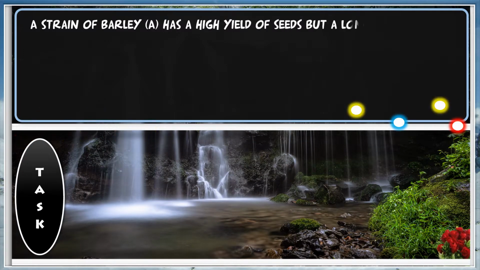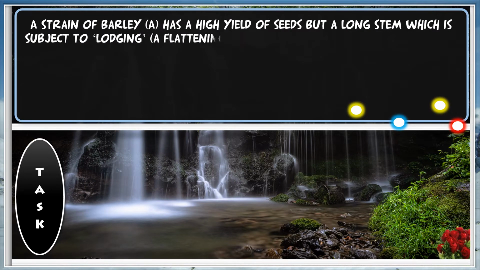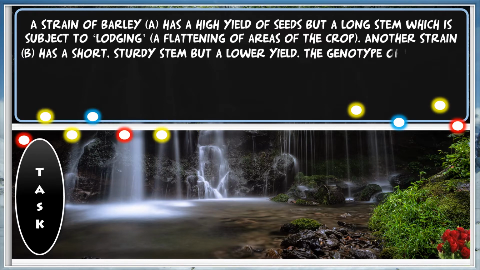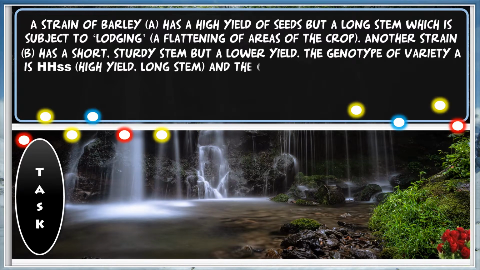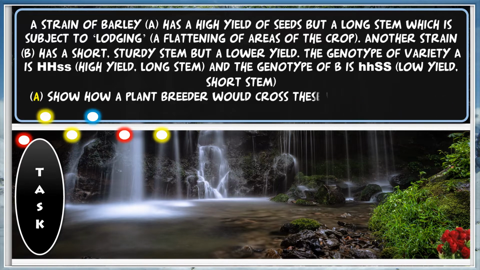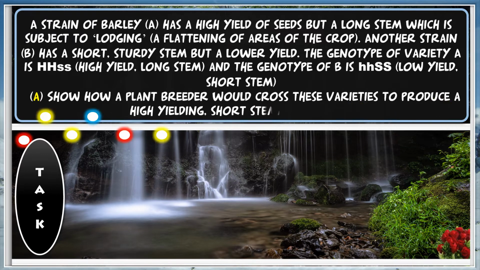A strain of barley A has a high yield of seeds, but a long stem which is subject to lodging, that is, flattening of the crop. Another strain B has a short, sturdy stem, but lower yield.